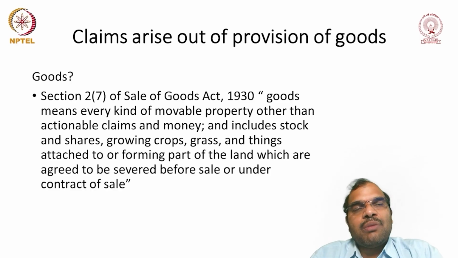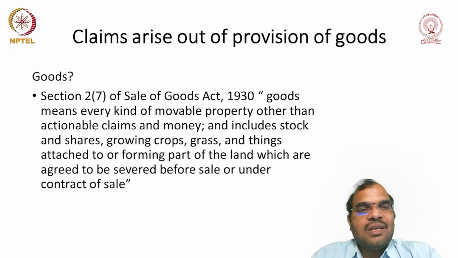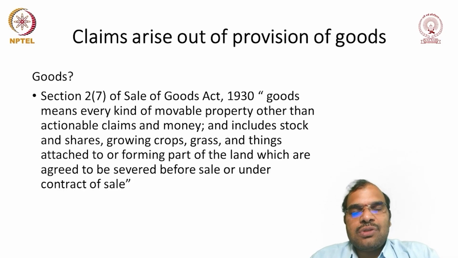You cannot include money because it is sovereign currency. That's why you cannot include money. Goods include stock, shares, growing crops, grass, things attached to or forming part of the land which are agreed to be severed before the sale or under the contract of sale. If you observe the definition, goods means all kinds of movable property, so I can say other than immovable property.